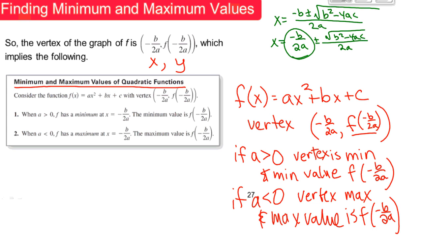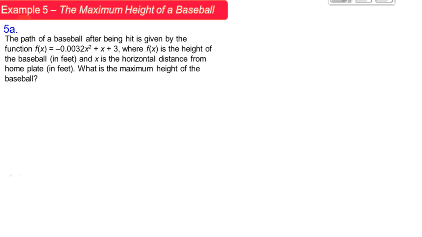And then here is 5a, a problem related to this. The path of a baseball after being hit is given by the function f of x equals negative 0.0032x squared plus x plus 3, where f of x is the height of the baseball in feet and x is the horizontal distance from home plate in feet. What is the maximum height of the baseball?